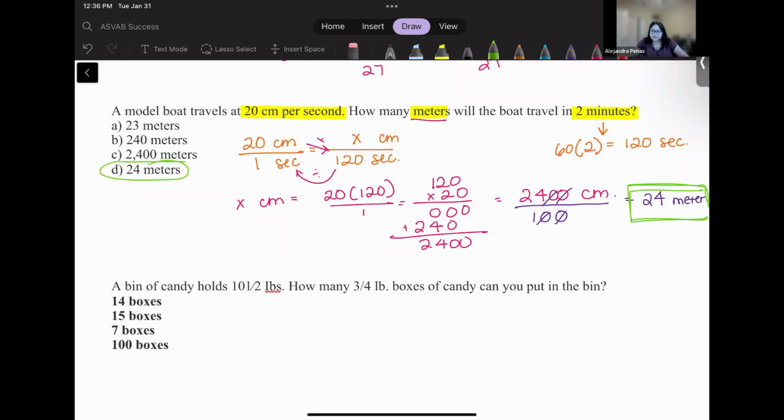Any other questions on this one? Anything that confuses you?